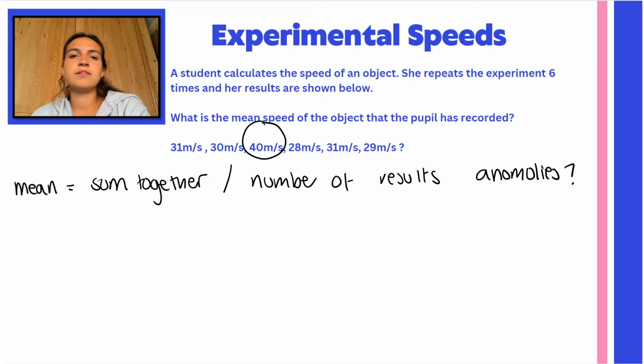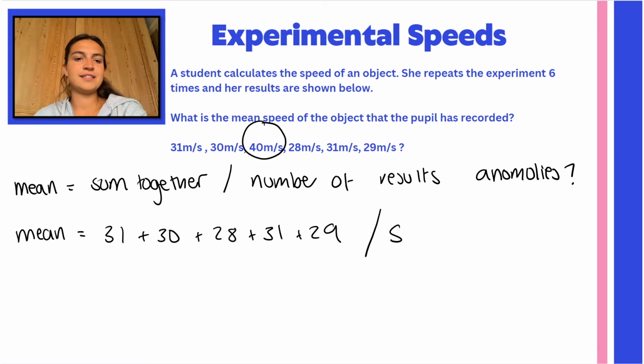So what I'm going to do is get rid of that anomaly. And instead, I'm going to sum together all the other speeds and divide by the number of them remaining. So that is 5 different results for my speed. 29.8 meters per second.